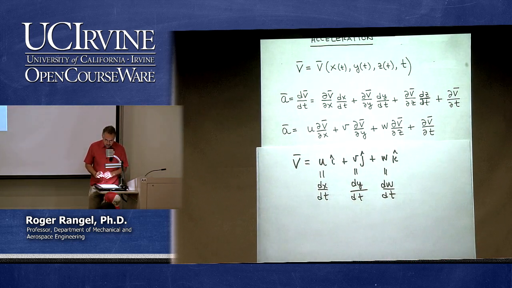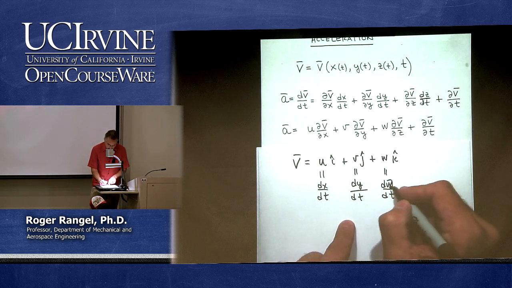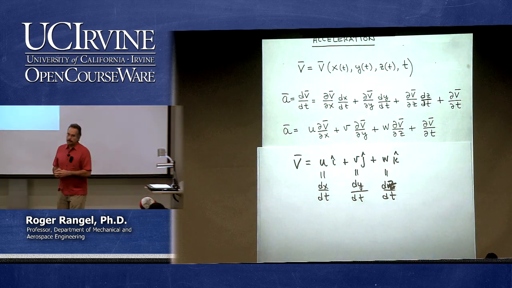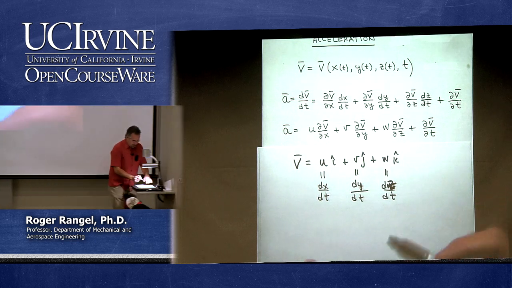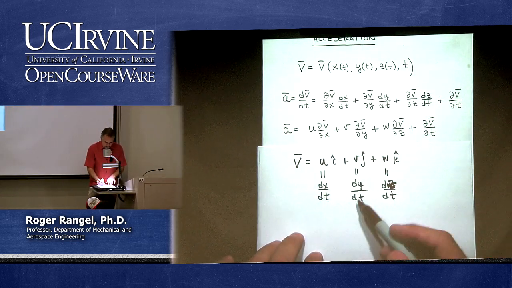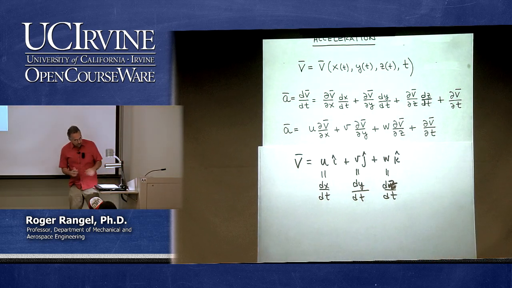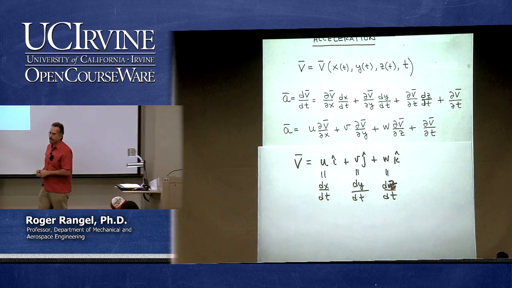Where? Instead of dw, it's dz. Here? Oh, yeah, thank you. dz dt. All right, so I have those right here. Right? So the dx dt is u, the dy dt is v, and the dz dt is w. And of course there is plus the alone term, partial v, partial t.